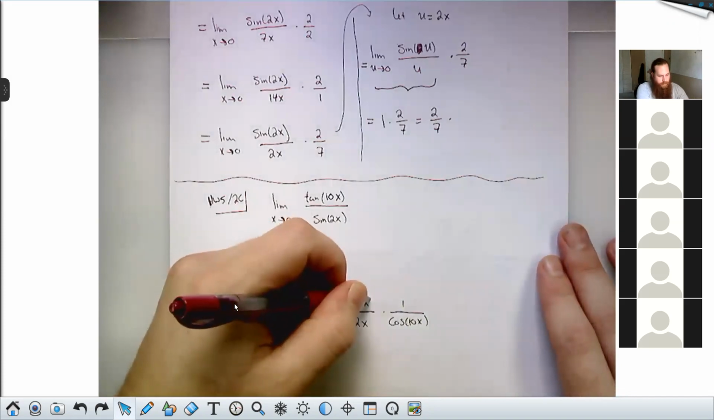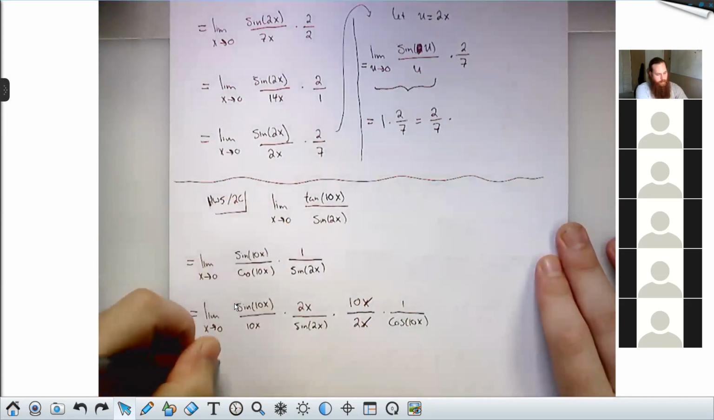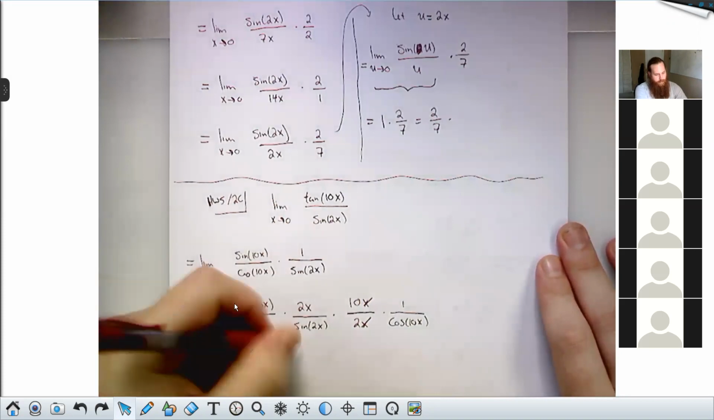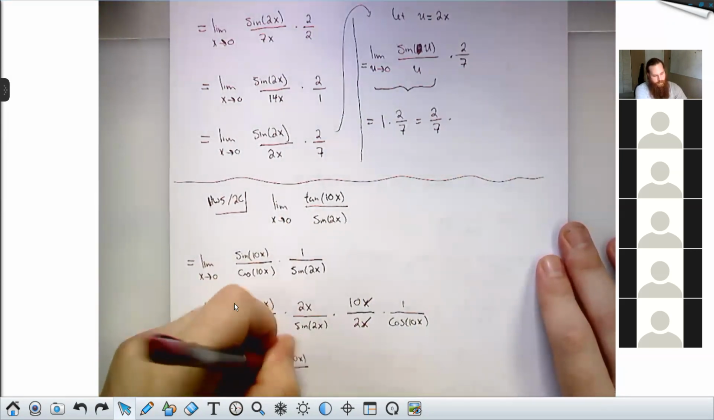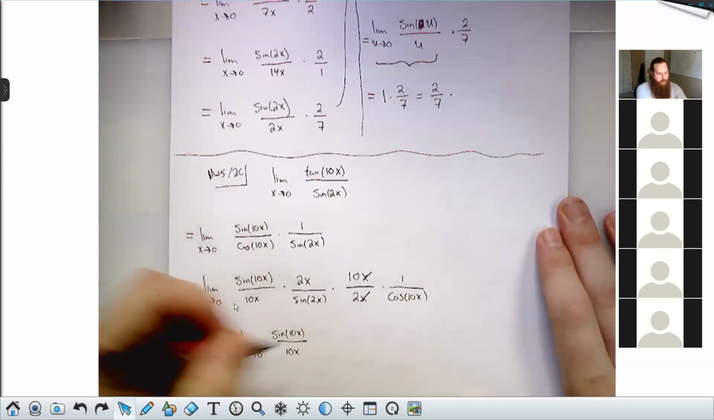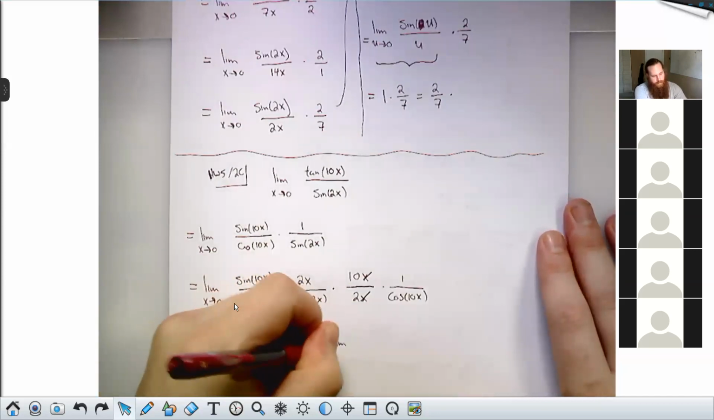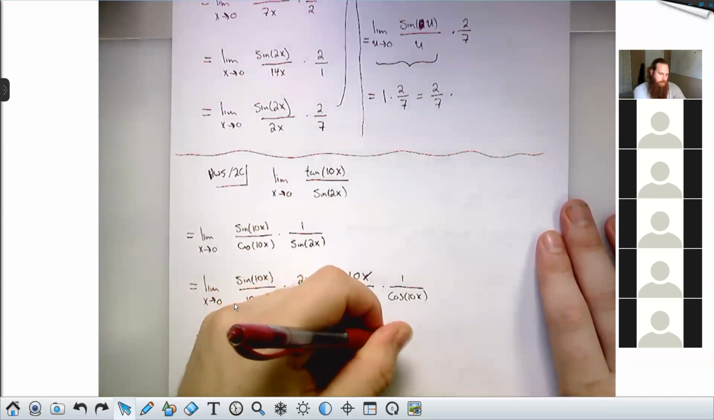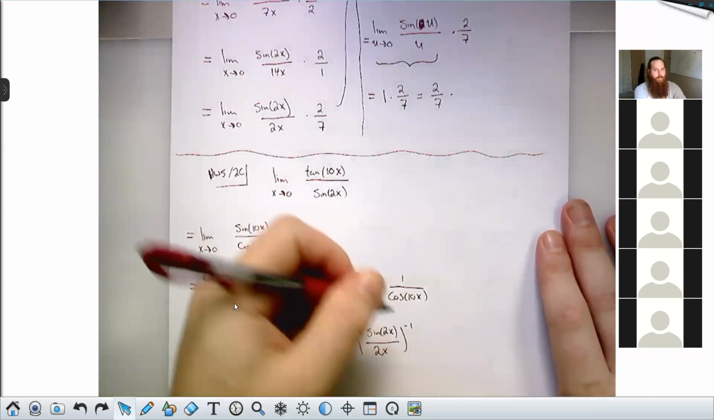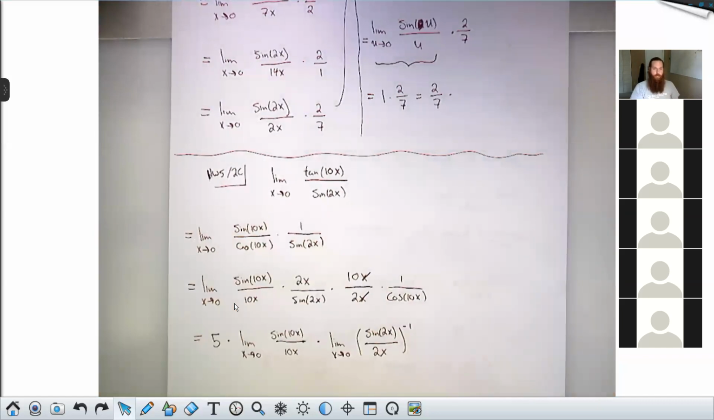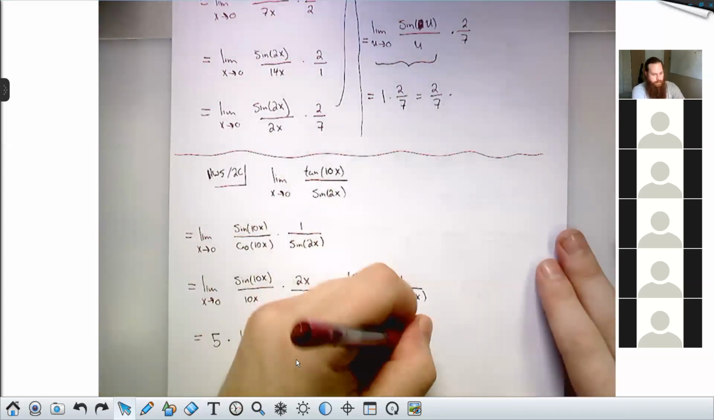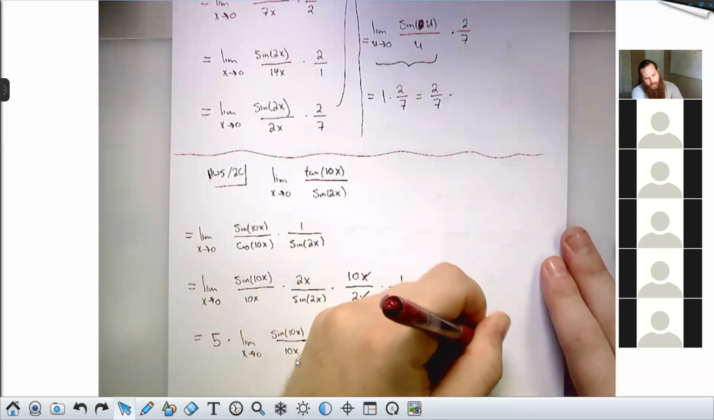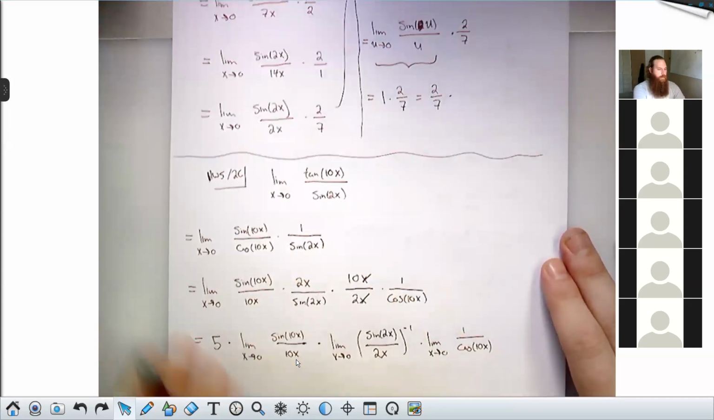The 10x over 2x, I can cancel the x's, and I just get 10 over 2, which is 5, and I can pop the 5 all the way out front. Then I have the limit as x goes to 0 of sine 10x over 10x, and here I'll make a little substitution, times the limit as x goes to 0. I'm going to write this as sine 2x over 2x to the negative first power. The 10 over 2 I've already sorted, that's out here. And then finally I have the limit as x goes to 0 of 1 over the cosine of 10x. This piece is not problematic, but these two pieces require a little bit of special treatment.